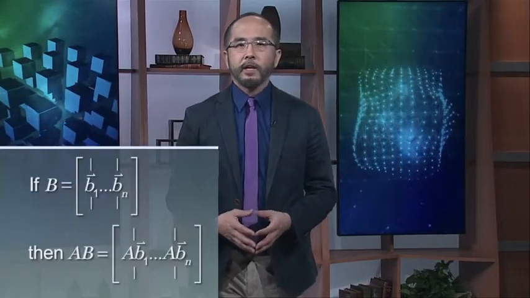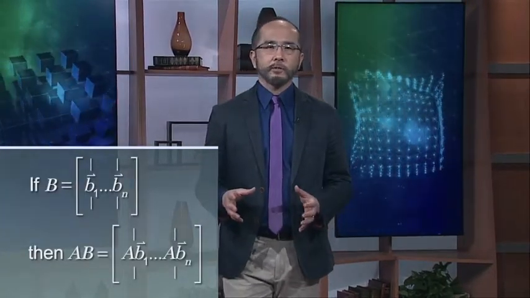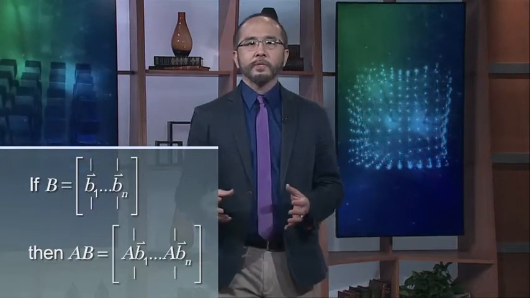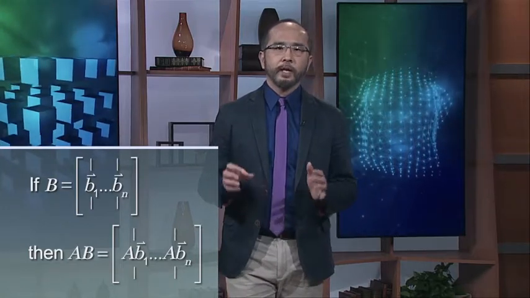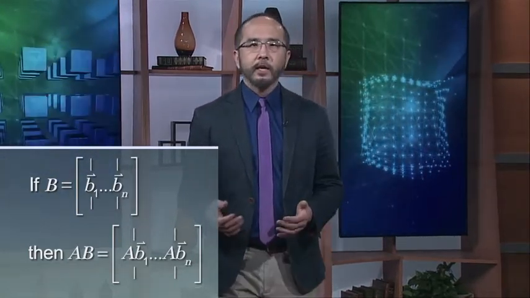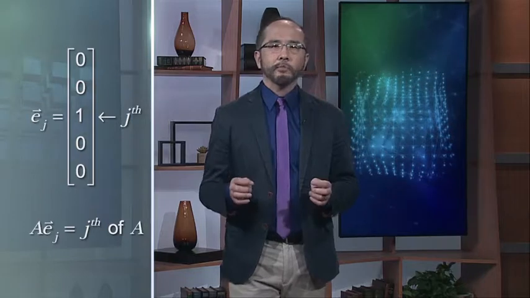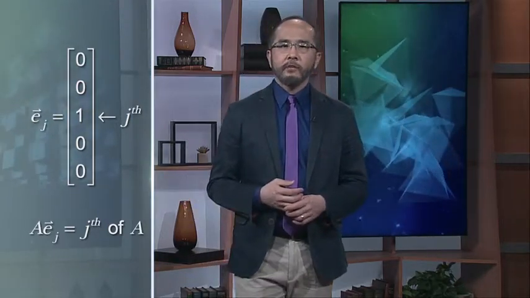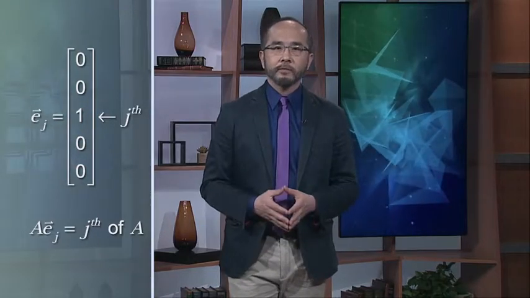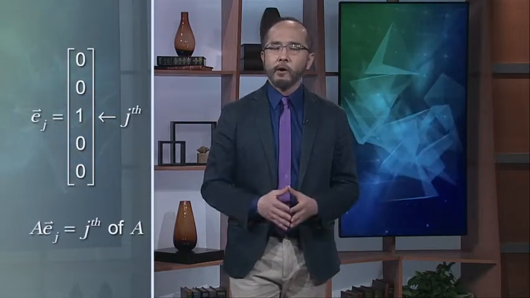What you may notice after doing several examples of multiplication is the following fact: if the columns of B are called B sub i, then the columns of the product A times B are just the column vectors you get by doing A times B sub i in the corresponding columns. Moreover, if you take a matrix A and multiply it by the jth standard basis vector e sub j, then you just get the jth column of A. Take a moment to think about why this is true.